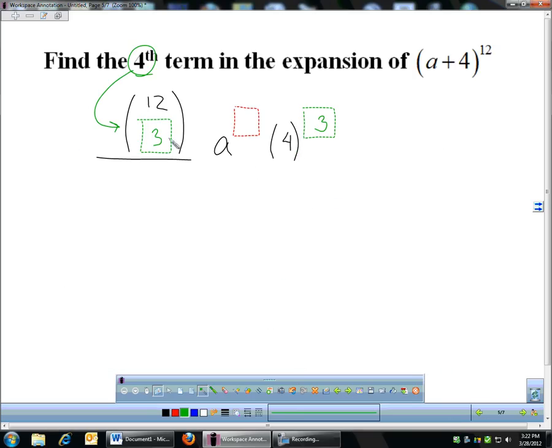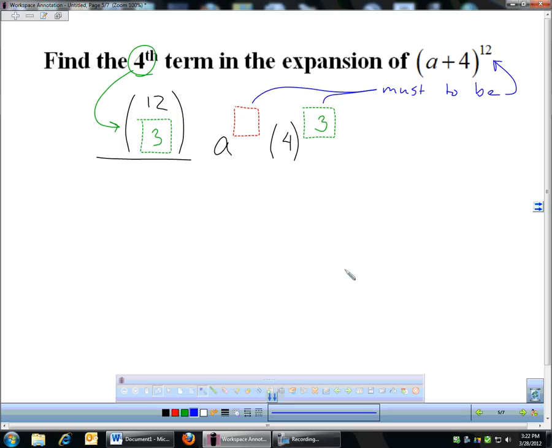So these two numbers, the number on bottom here and that number is the same, and these two numbers right here must add to be the original exponent. So if that's 3 and they have to add up to 12, then this number has to be 9.